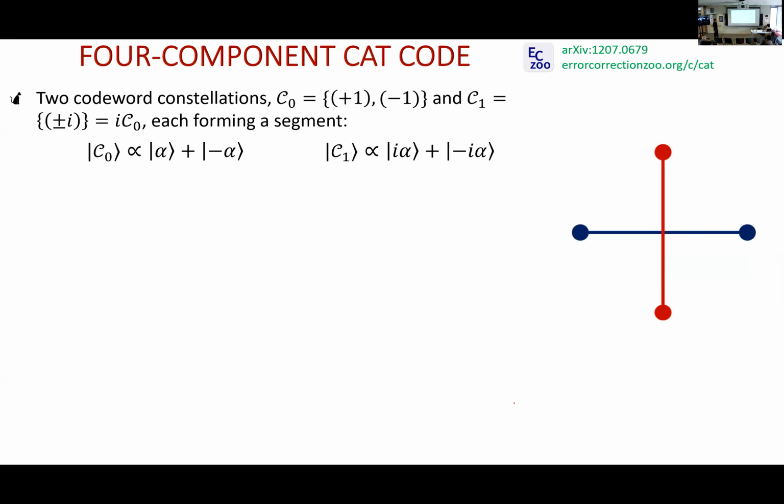Now, maybe I'll tell you why these codes are useful. So mathematically, each code word is an equal superposition of points in a constellation, C0 and C1. I told you the constellation here was just a line segment, alpha minus alpha, and here I alpha minus I alpha.